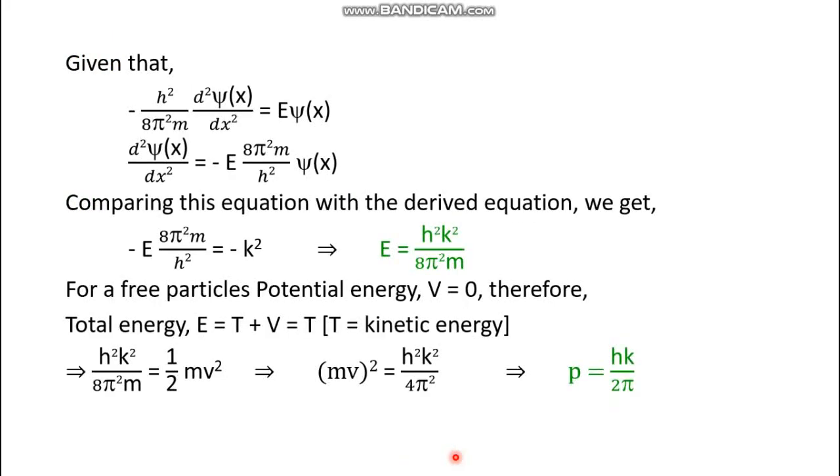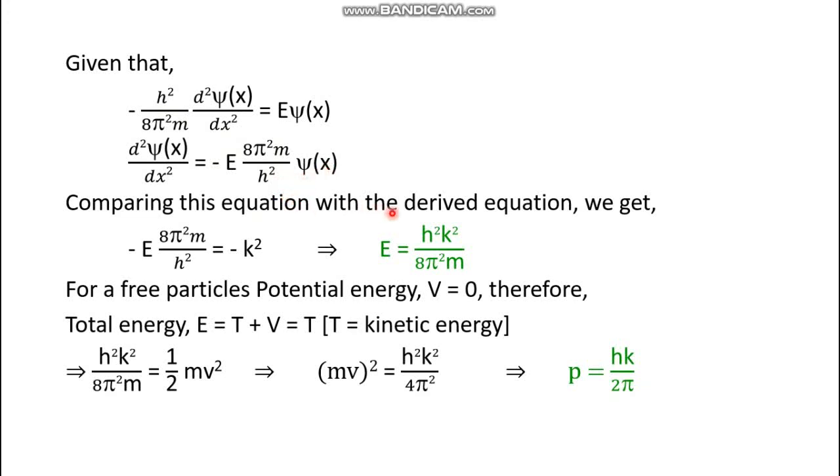Now the equation which is given is minus h square by 8 pi square m into d2 psi x by dx square equals E psi x. If we rearrange this, we get d2 psi x by dx square equal to minus E. This 8 pi square m goes to the numerator on the right hand side, and h squared goes to the denominator on the right hand side, and psi x as usual.